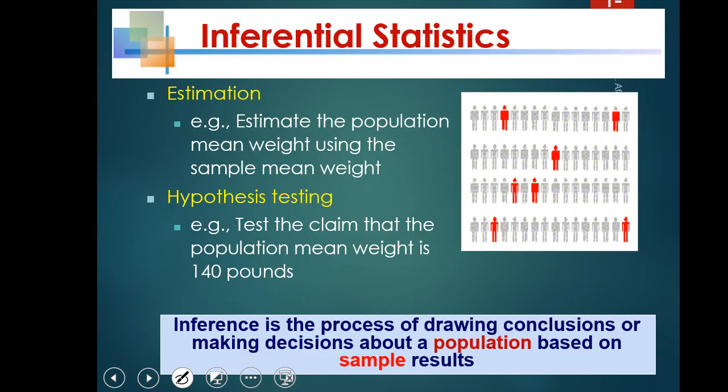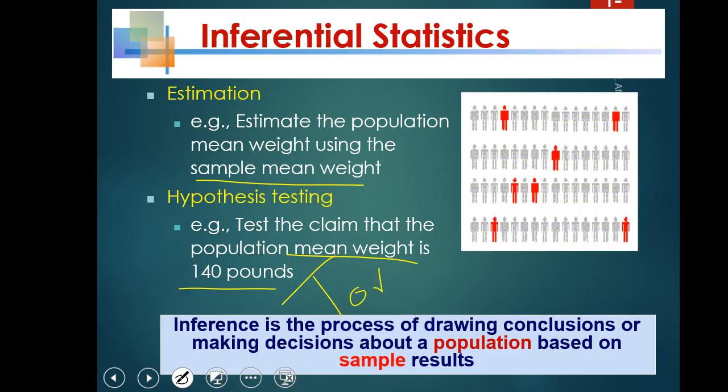Now, in inferential statistics, we make estimations, for example estimating the population mean weight using the sample mean weight. It's a kind of translation of sample results into population results, so that is estimation. Similarly, there is hypothesis testing; we will talk about hypothesis testing when we talk about the goodness of fit test. In hypothesis testing we make some claim, for example that the population mean weight is 140 pounds. Is it true or false?